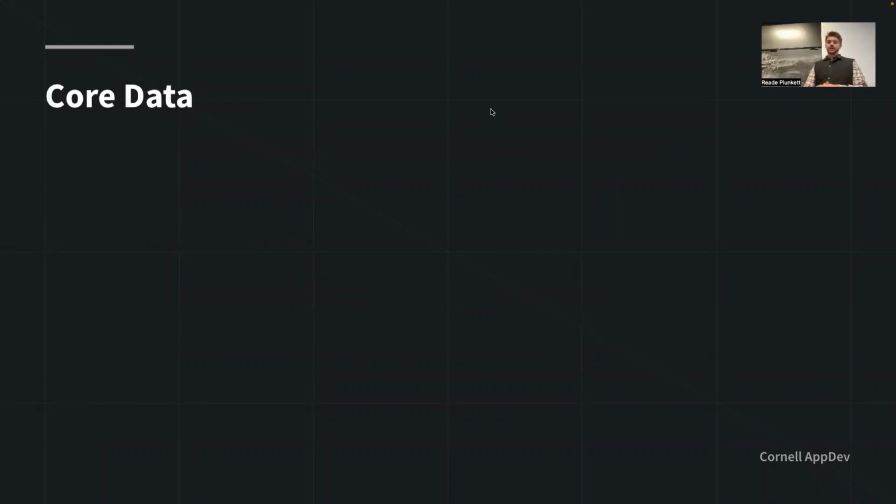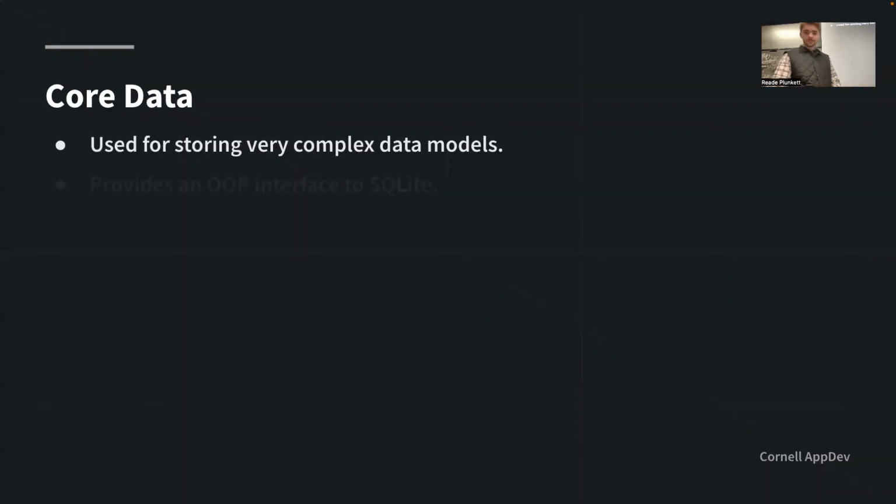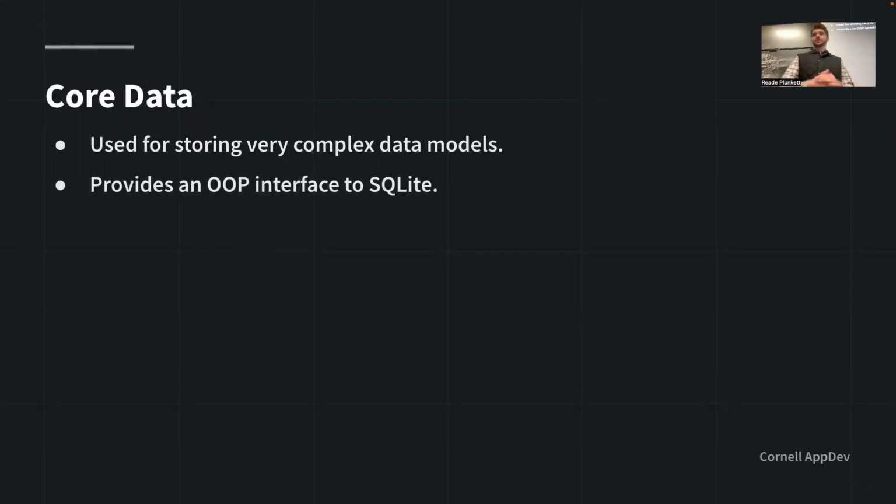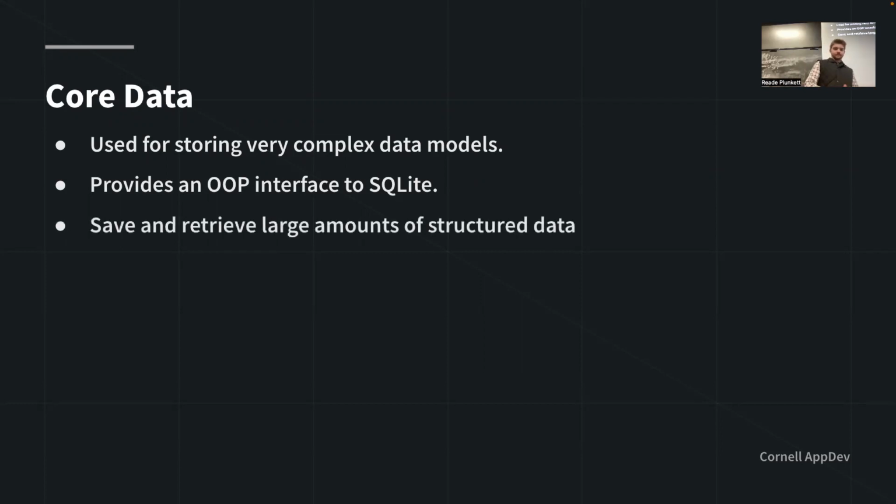Core data is essentially a library that is used for storing very large, complex data models. Basically, previously we worked in storing data in dictionaries or the Keychain, user defaults. You can think of core data as like a database that lives entirely on your phone. And so it basically provides an object-oriented interface to an SQLite database engine. If you don't know what OOP means, it basically means we're using classes and structures and creating objects from these classes and structures to access this data in SQLite. Very useful for saving and retrieving large amounts of structured data.